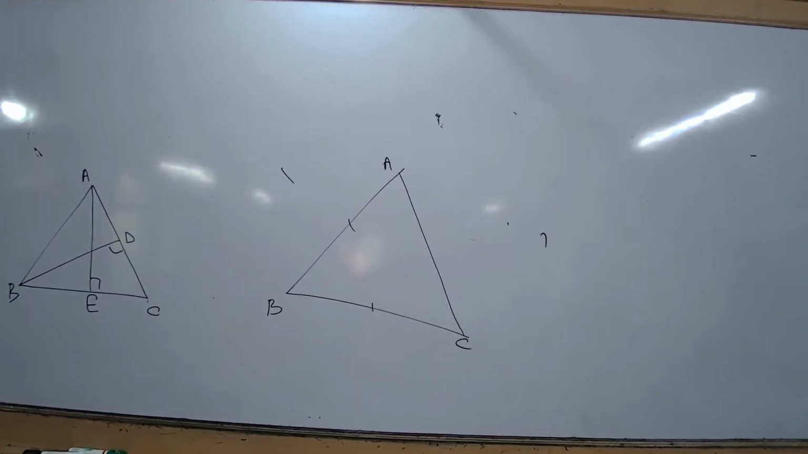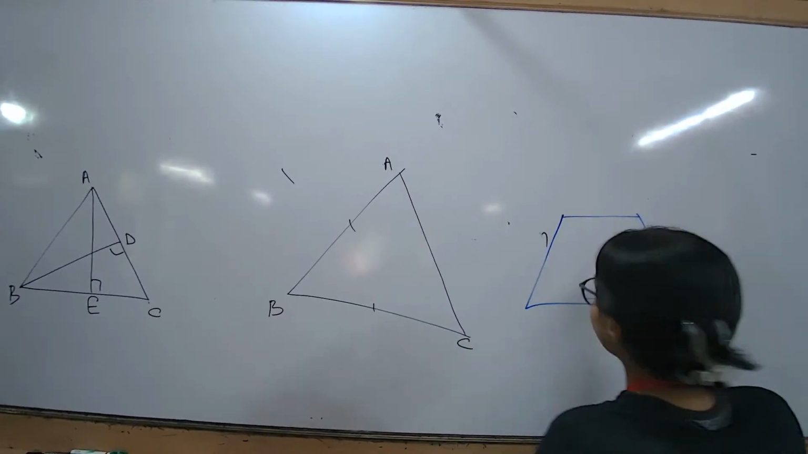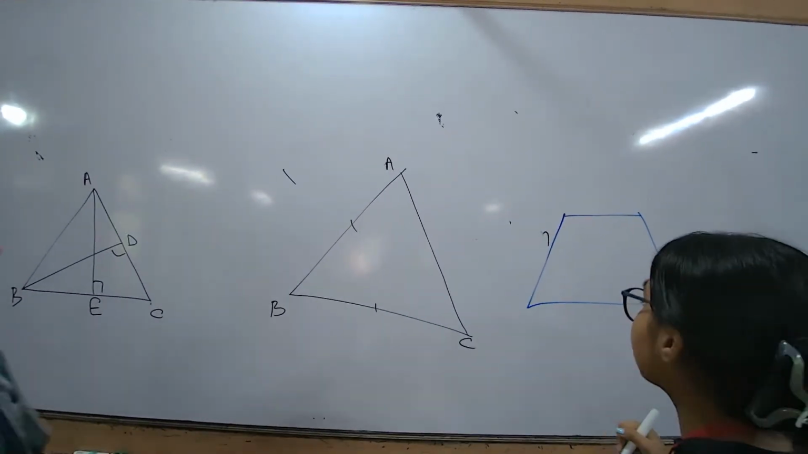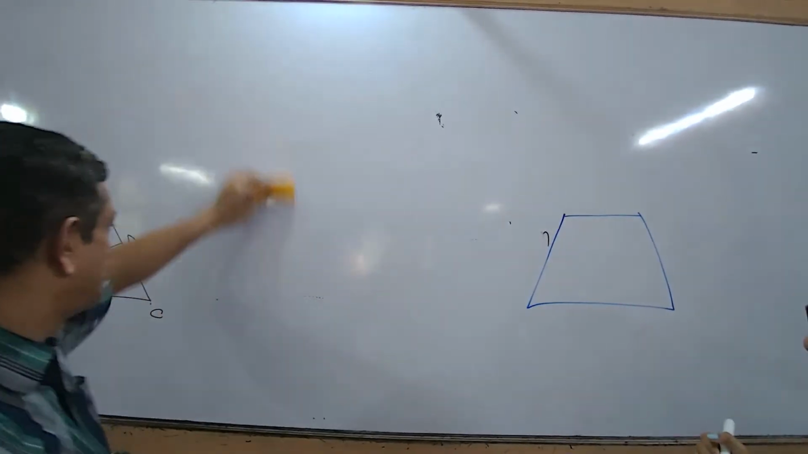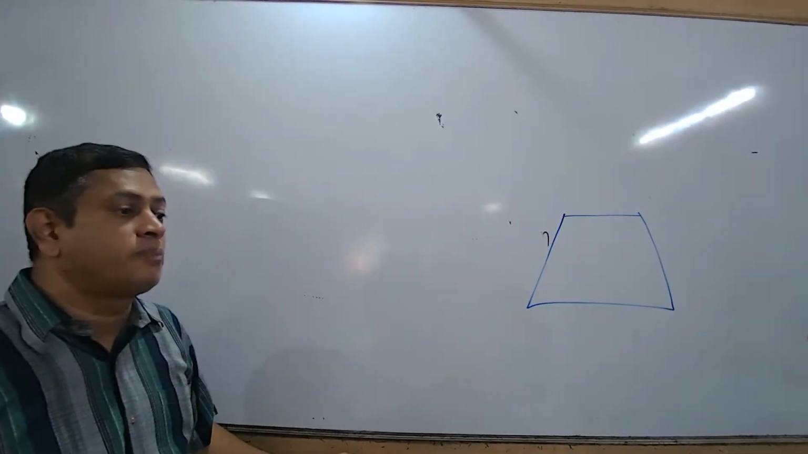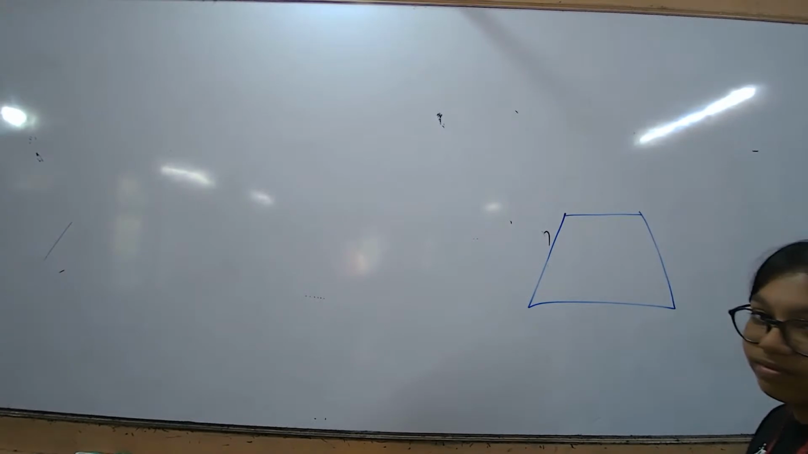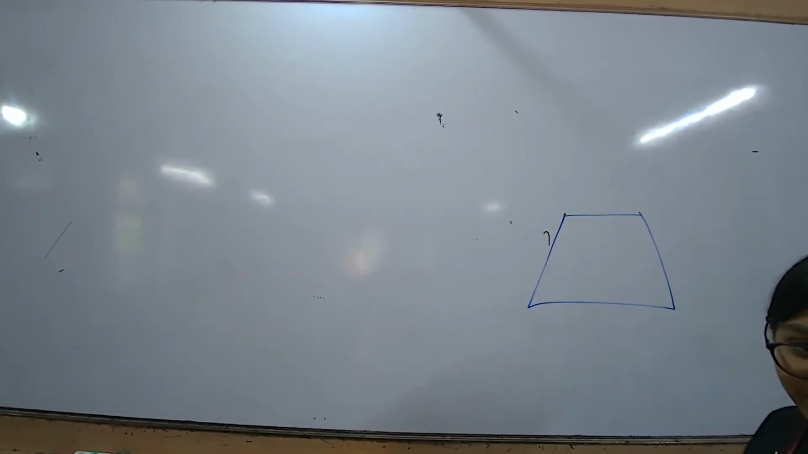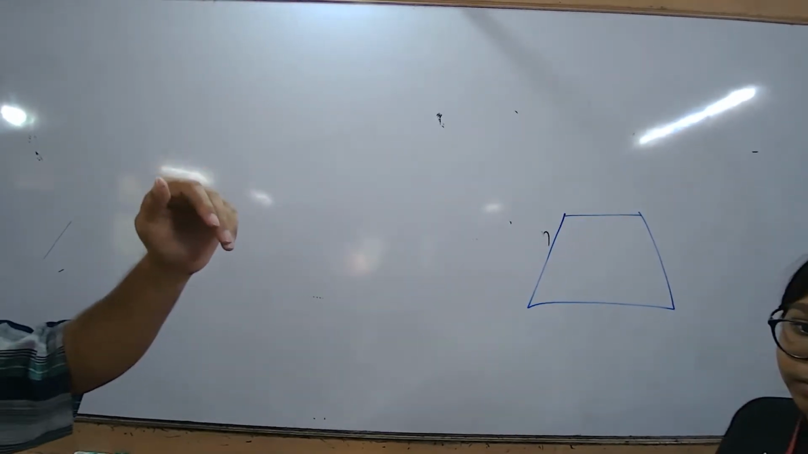Stand up. Come here. You know what is a trapezium? Draw a trapezium and show. Very difficult to draw. Then this is what? Trapezium. Why is it called a trapezium? Because one pair of opposite sides are parallel. Therefore, it is called a trapezium. One pair of opposite sides are parallel. It is called a trapezium.